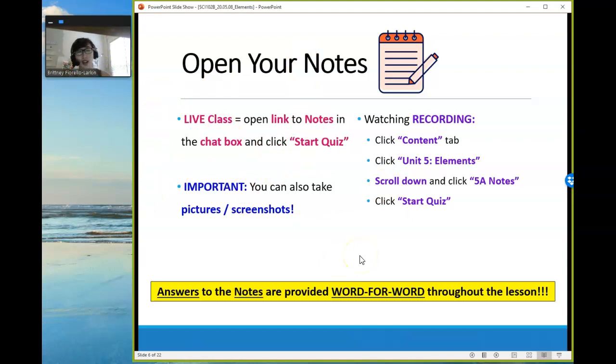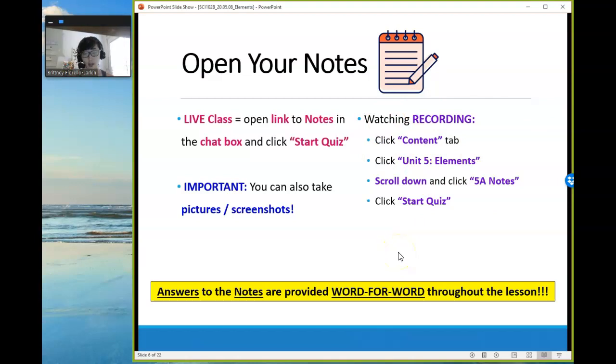At this point, please open up your notes. You can go to your grades tab, you can go to the class plan or the like events underneath your class plan on your course page on that left-hand menu. So it's all there, it's easy to find. Otherwise, you can go to Content, Unit 5, scroll down, find the 5A notes, and then click Start.